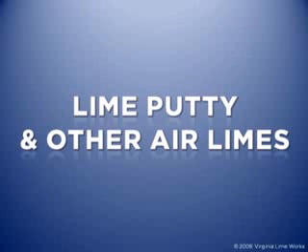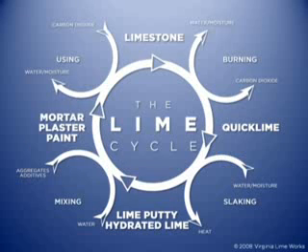Lime putty and other airlimes. This is the lime cycle. How many of y'all might be familiar with the lime cycle in the room? Handful of y'all? No? Okay, the lime cycle is a diagram which effectively shows what happens when you make and use lime. So it all starts off with limestone or calcium carbonate. You can use anything that's got a high calcium carbonate content: oyster shells, marble, marl, any of these materials can be used to make lime.